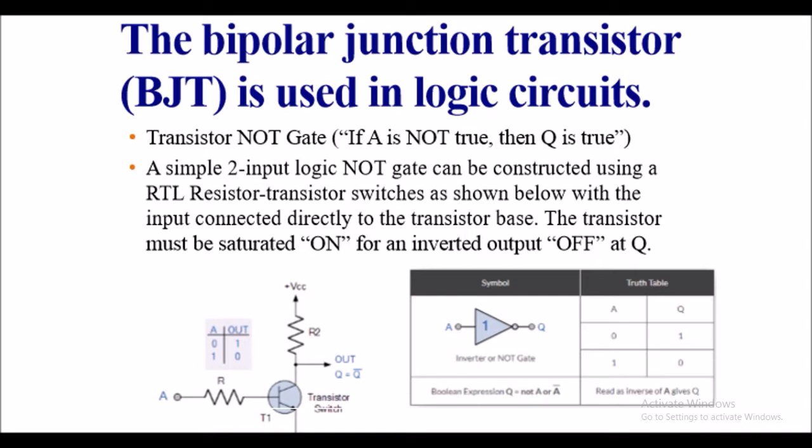We have here the output, which is Q, and VCC, the collector voltage, and the emitter here is connected to the ground. This is the NOT gate.